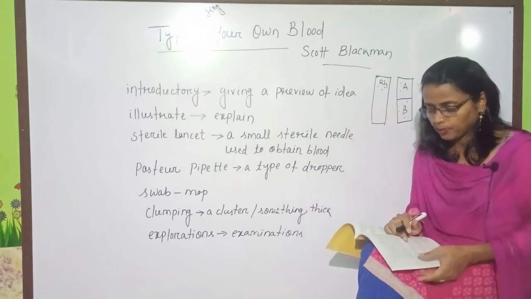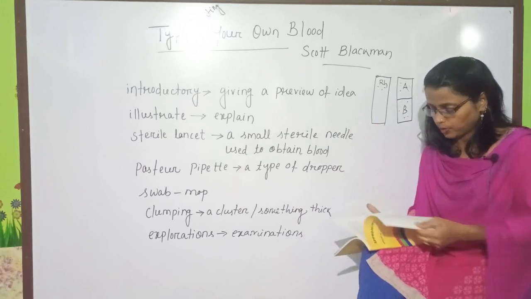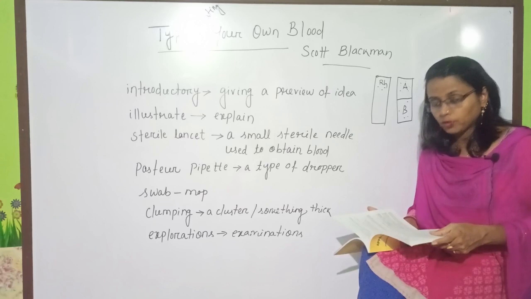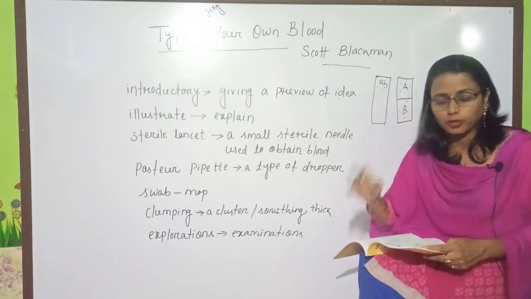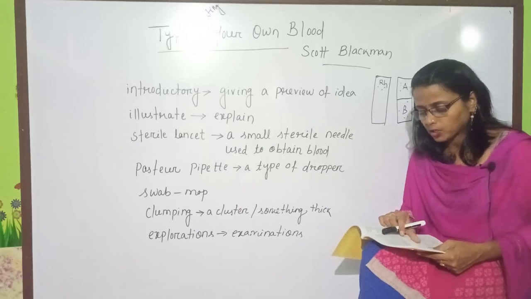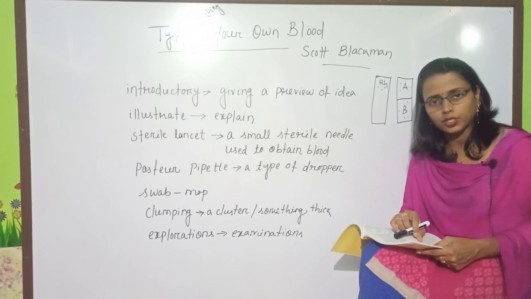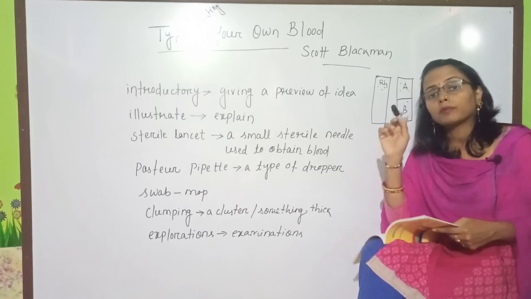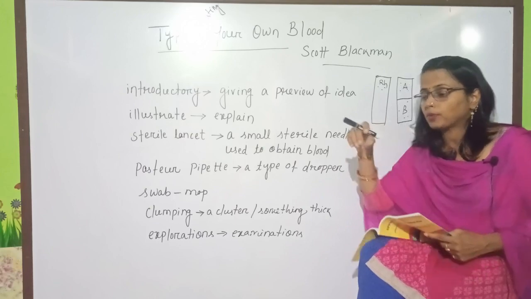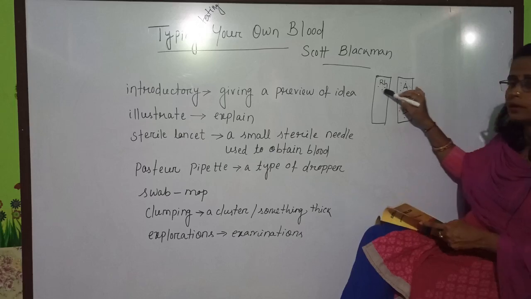Next, using the pasteur pipette, transfer 1 drop of saline solution. I have told you in the previous one, in paragraph number 2, we have discussed about the pasteur pipette. I have told you it is a type of dropper. So by taking that one, transfer 1 drop of saline solution containing the blood to each of the anti-A, anti-B and anti-RH serum. So the blood is there where? In the saline solution. By taking the pasteur pipette, we have to take the blood and drop it here in A, B and RH.